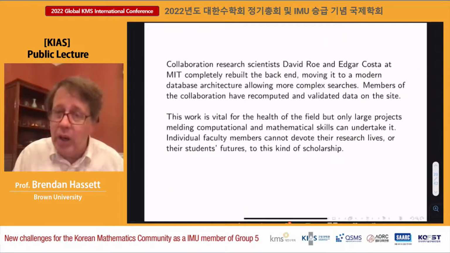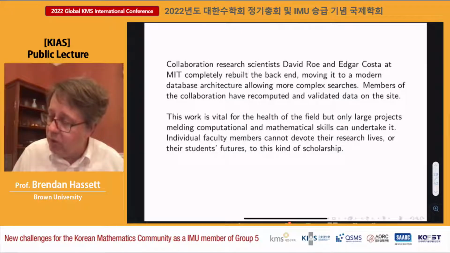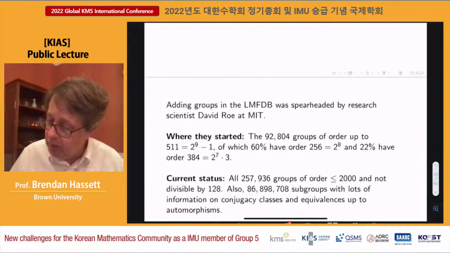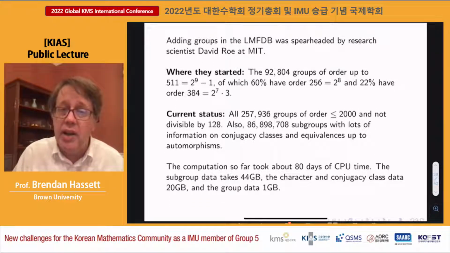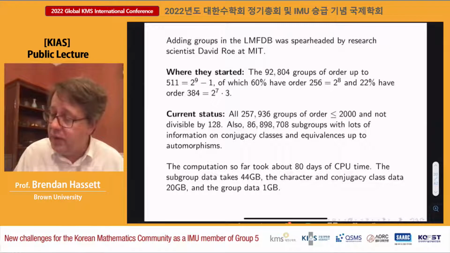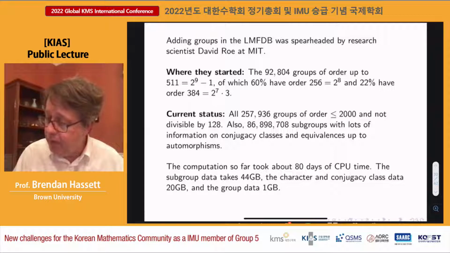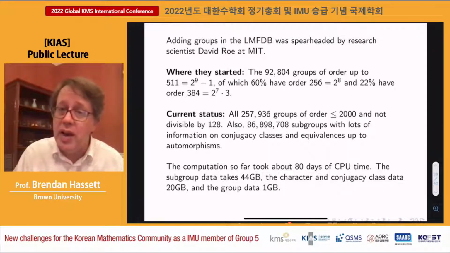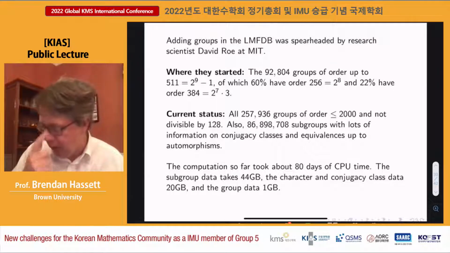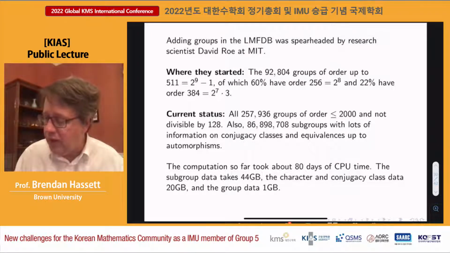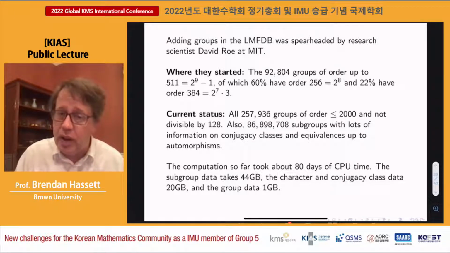And I just wanted to give a shout out to two members of our collaboration, David Roe and Edgar Costa, who completely rebuilt our database in the last couple of years, and have made it much more substantial and better organized and efficient. And so we're working to add lots of new content. So we're classifying groups of various kinds. We started with 92,800 groups, and currently we have over 257,000 groups, and lots of subgroups and conjugacy classes.